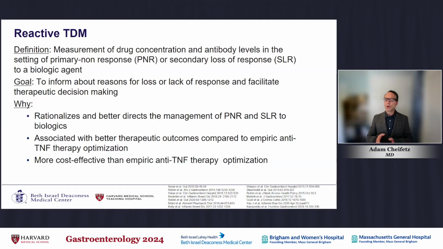It really tells you who is going to benefit from more drug, such as someone with low drug concentrations and no or low anti-drug antibodies, and someone who just needs to move on to another agent, someone with absolutely adequate drug concentrations, or sadly, more commonly, someone who has high-level anti-drug antibodies. Many studies have shown that reactive TDM is associated with better therapeutic outcomes compared to empiric anti-TNF optimization, which was thought of in the past as standard of care. And it is more cost-effective than empiric anti-TNF therapy optimization.